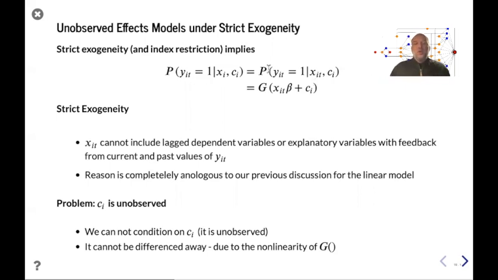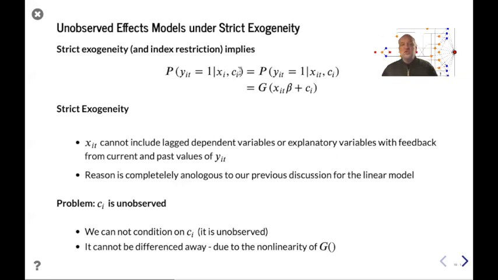And so we are going to start to talk about how to estimate such models under strict exogeneity and also the index restriction. So again, we're interested in modeling the response probability for y_it equal to 1, that is, that the binary outcome is equal to 1, conditional on the entire history, both future and past and the current values of the explanatory variables, and then the unobserved effect.